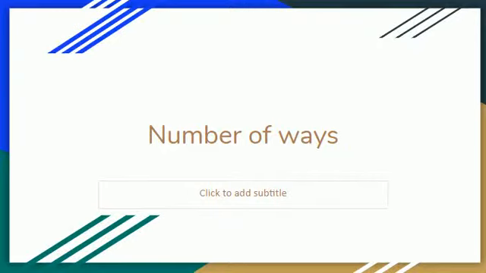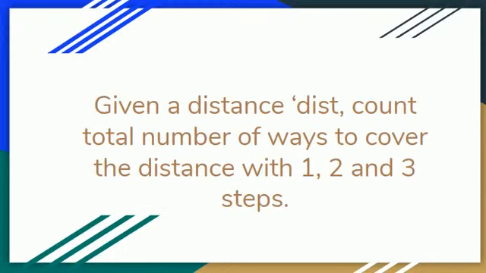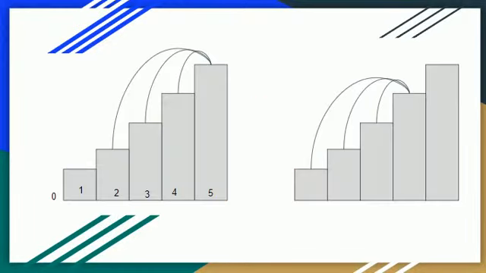The problem statement is: given a distance d, count the number of ways to cover the distance in 1 or 2 or 3 steps. So you can jump 1 step, or 2 steps, or 3 steps. If you imagine this staircase, the distance is 5. To reach the 5th step, how many ways are there? That might be the question.